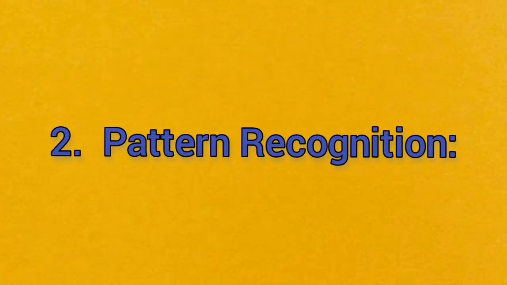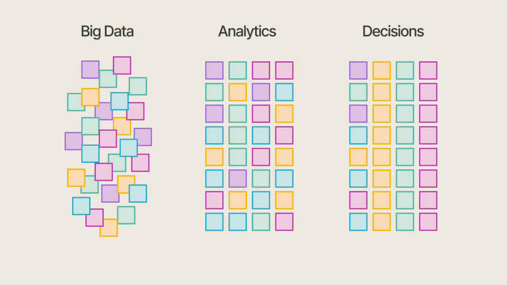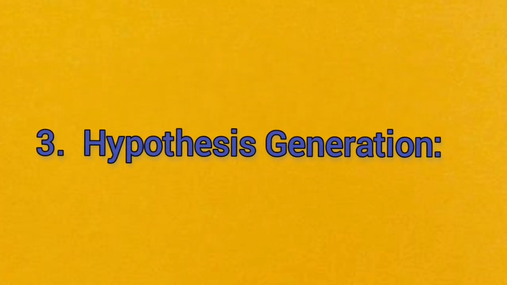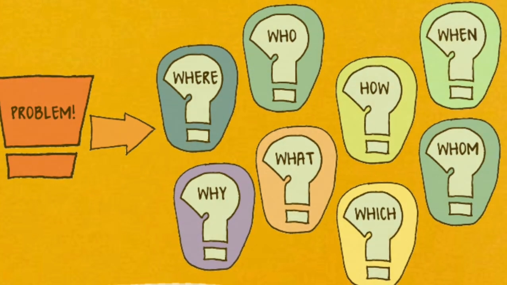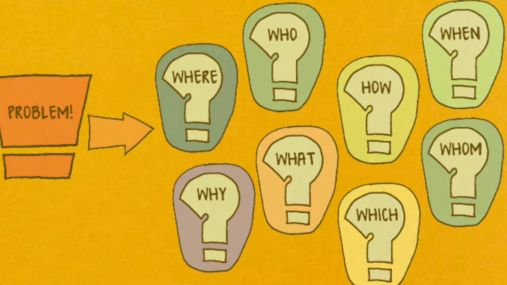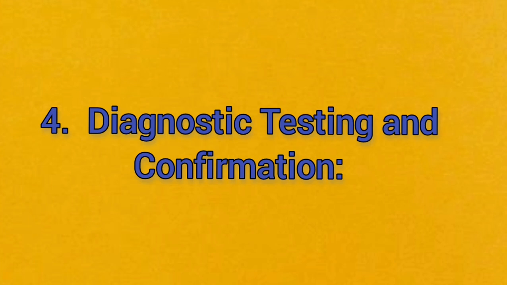2. Pattern recognition. GPs use pattern recognition to identify common clinical presentations and typical symptom clusters associated with specific diseases. They draw upon their clinical experience and knowledge base to recognize patterns of signs and symptoms that suggest particular diagnoses. 3. Hypothesis generation. Based on the collected data and pattern recognition, GPs generate a list of differential diagnoses. They consider various possible explanations for the patient's symptoms and prioritize the most likely diagnosis based on clinical findings and context.